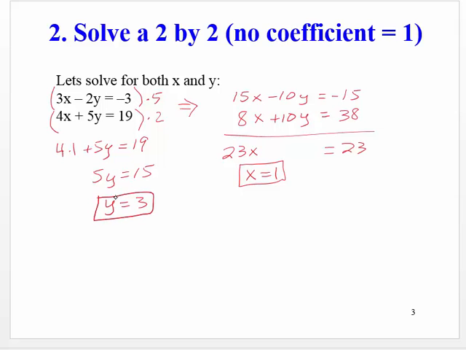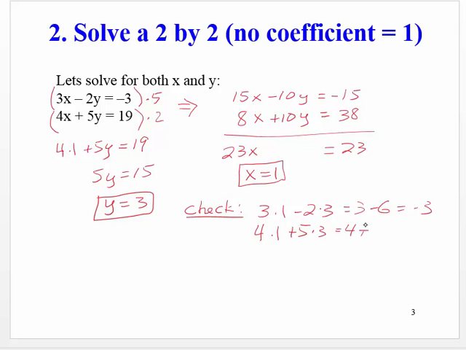So there's our solution. Always good to check. So I'm going to write the check here. If I plug these in, we get 3 times 1 minus 2 times 3. That's equal to 3 minus 6, which is minus 3. And that's this answer right here, so yes. And then we have 4 times 1 plus 5 times 3, which is equal to 4 plus 15, which is 19. And we know we got our answer.